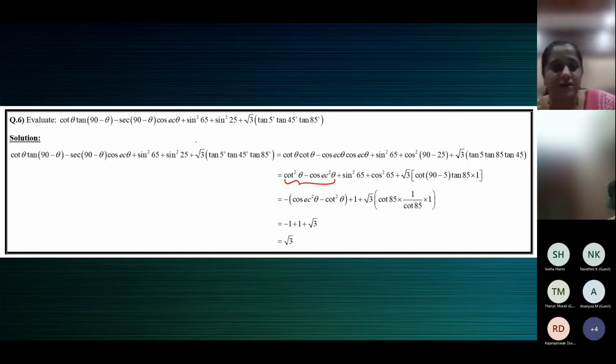Now talking about this part, sine square 65 and sine square 25, why we should use an identity is because 65 degrees and 25 degrees are not standard angles. 0, 30, 45, 60, 90. No 25, no 65. They're not standard angles. So you cannot get their values from the table. Then you should find some other way of dealing with this. And that is using an appropriate trigonometric identity.